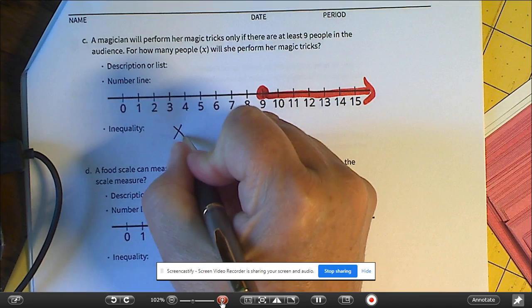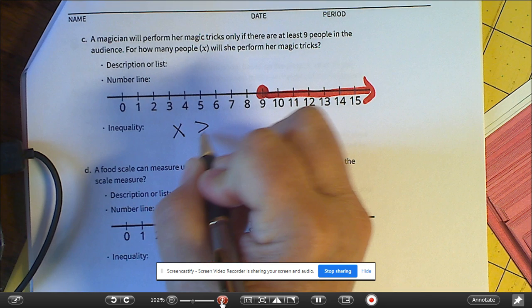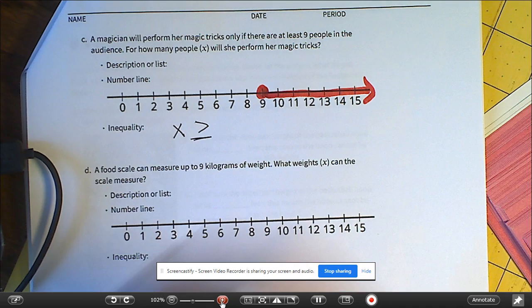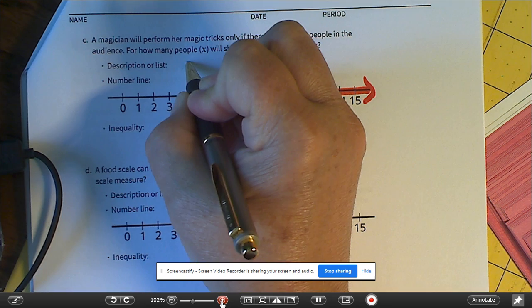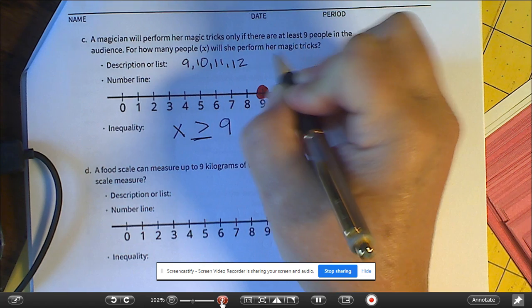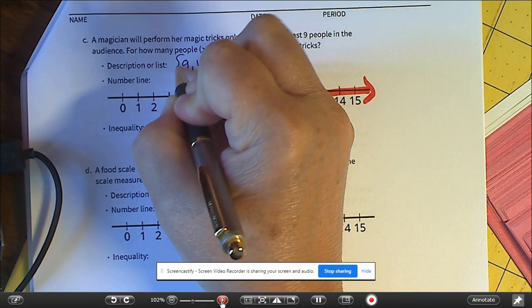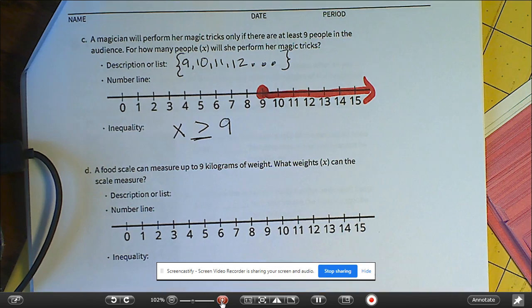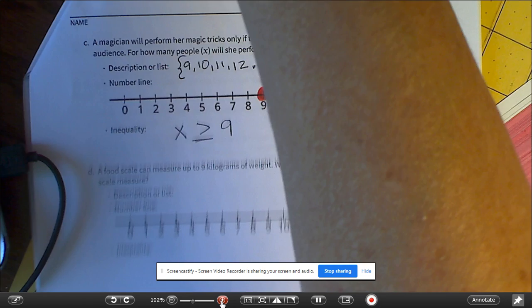X is greater than or equal to 9. And how many people? Let's make a list. So she can do 9 people, she could do 10 people, she could do 11 people, she could do 12 people, and then we can do ... to signify that it can go on and on, or you can say whole numbers that are 9 or higher, something like that. That could be a description as well.